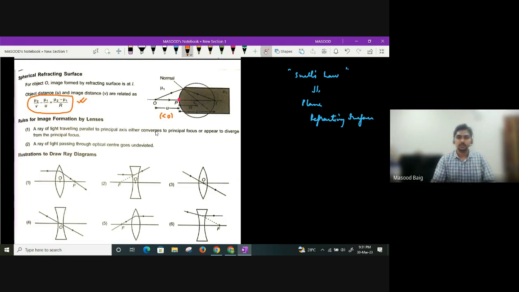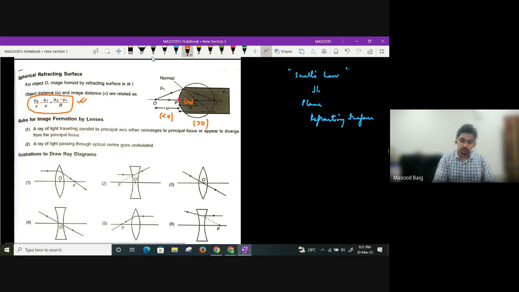In the same manner, you see image distance. All measurements should be taken from the pole, guys. This particular distance, is it being measured in the direction of the incident ray? Yes, it is. So what will our image distance be? Image distance should be considered as positive. And even the radius of curvature is measured in the direction of incident rays, so it will also be taken as positive.